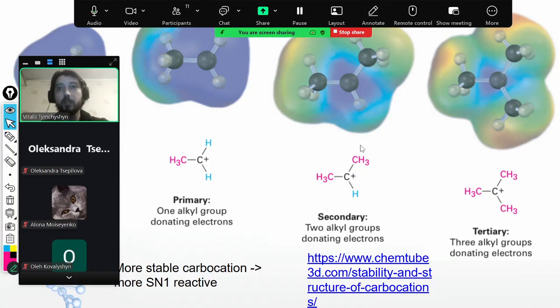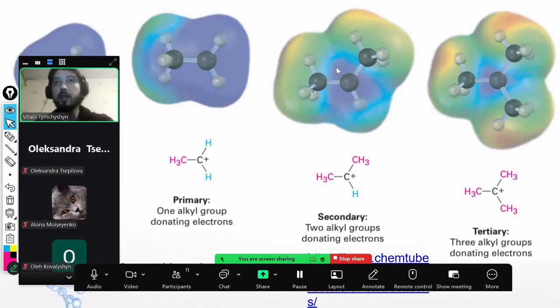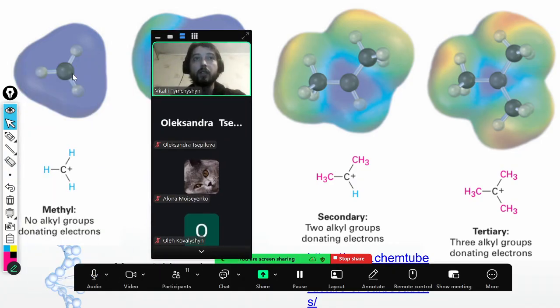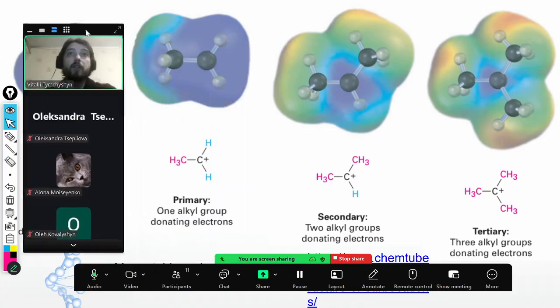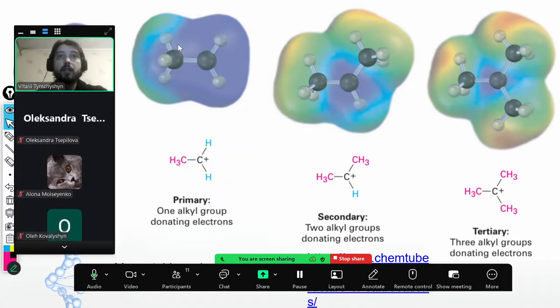If we have two substituents, it's even better. You can see here these images, they show you the distribution of charge. Here the charge is strongly concentrated just on the carbon atom, so it's very unstable. Here you see that this charge is smeared, so it's delocalized. Here it is even more delocalized. And if you have three substituents, it's even more delocalized.